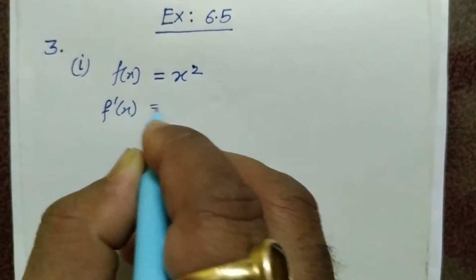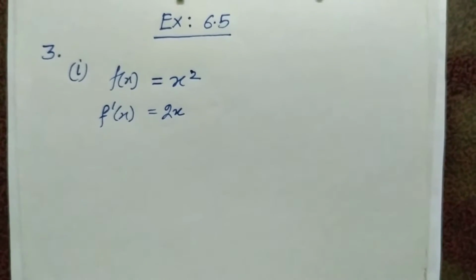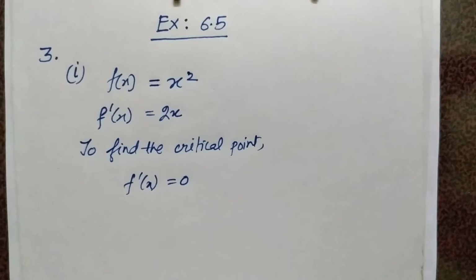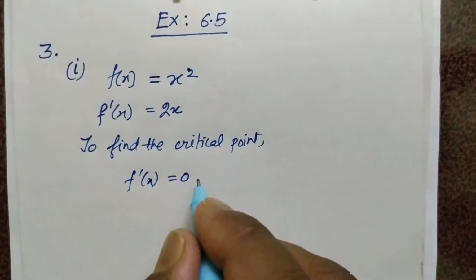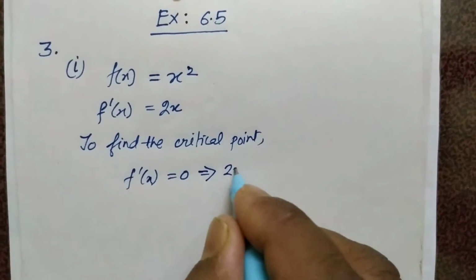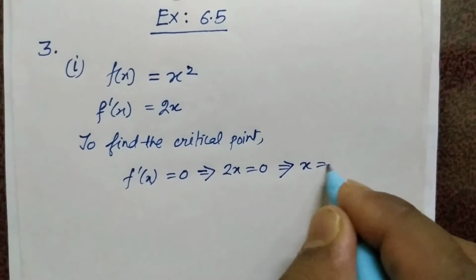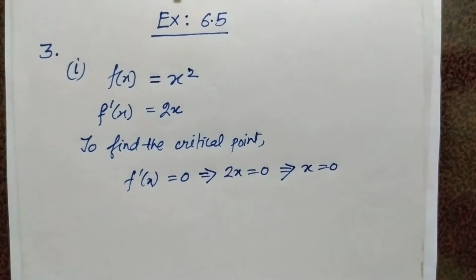The f dash x would be equal to 2x. To find the critical point, we make f dash x equal to 0, which would imply 2x equal to 0, and this would further imply x equal to 0. That means we have only one critical point, x equal to 0.